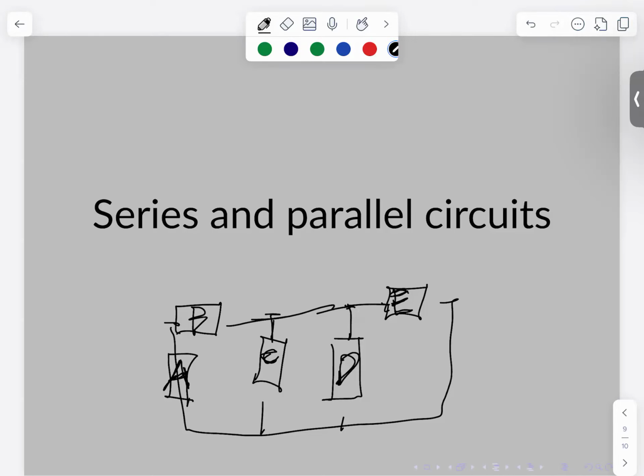Okay, your task real fast is to identify two components that are in series. Turn to your neighbor and discuss. A, B, C, D, and E. What components are in series? Oh, let's put it in the Google form. Tell me some components that are in series.